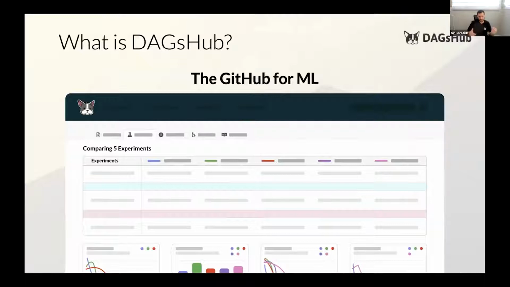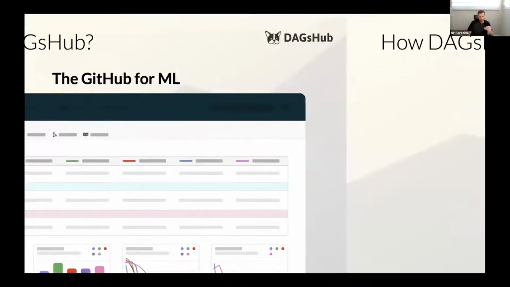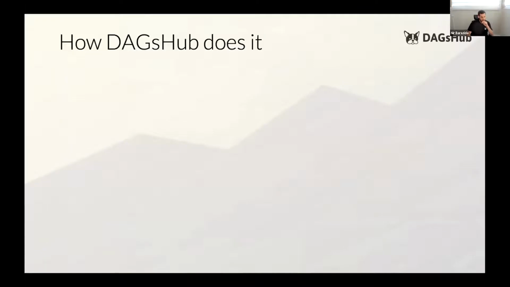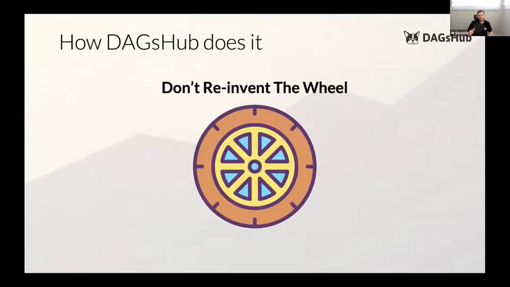So based on those elements that we just covered, we built DagsHub. And in one line, DagsHub is the GitHub for machine learning, a place where data scientists can host all of their project components in one place. And to start on how we are actually doing it, I'd like to start with what we're not doing. So we don't try to reinvent the wheel wherever it's not necessary. We simply rely on existing solutions for the challenges that we're trying to solve.